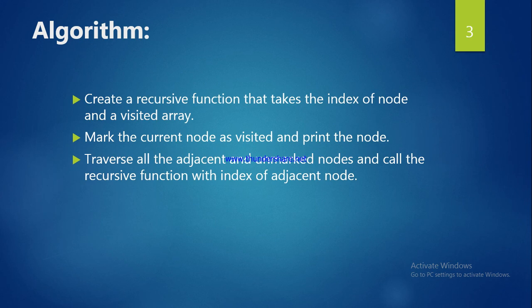We will understand the algorithm. The algorithm of depth first search is super simple and super easy. You have to follow just three simple steps. First, create a recursive function that takes the index of the node and a visited array. Mark the current node as visited and print the node. Traverse all the adjacent unmarked nodes and call the recursive function with the index of the adjacent node.